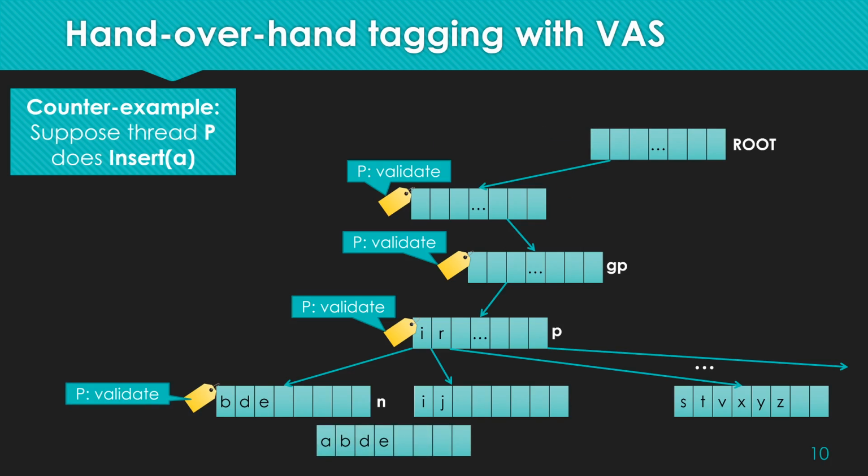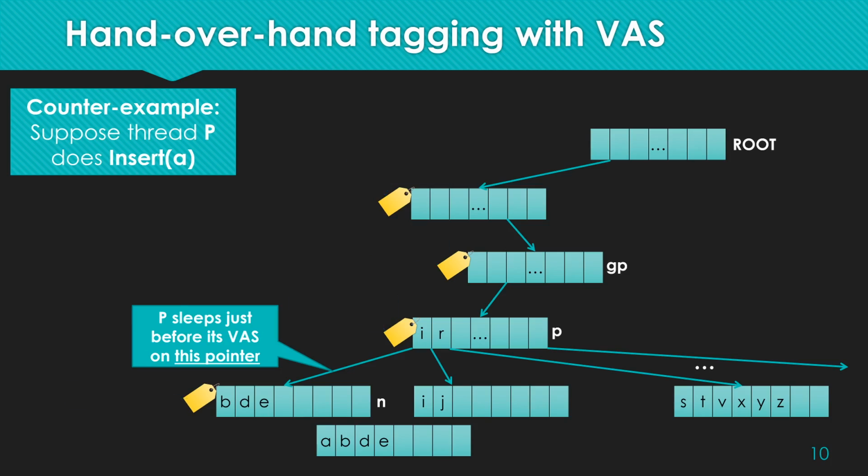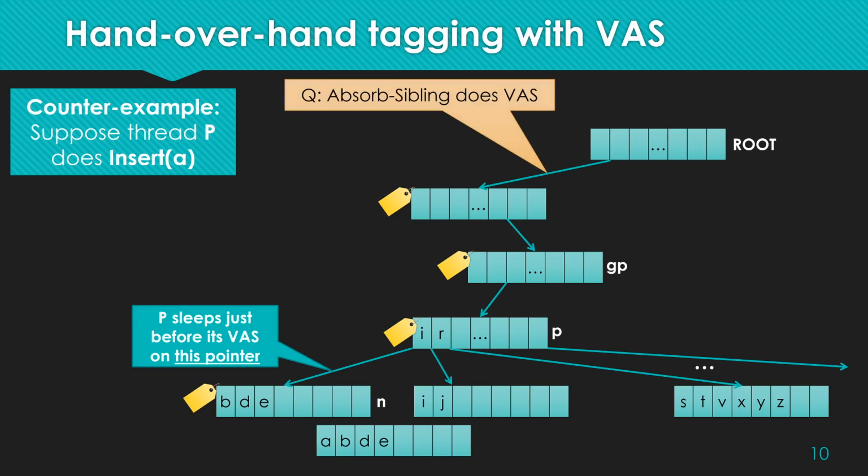And now, suppose we've created our node that we want to insert, and we're poised to do a validate and swap on this pointer. And right before P does that validate and swap, it sleeps. It's context switched out. And concurrently, another thread, Q, does an absorb sibling operation that is going to do a VAS on this pointer. So this pointer is a pointer in the root node.